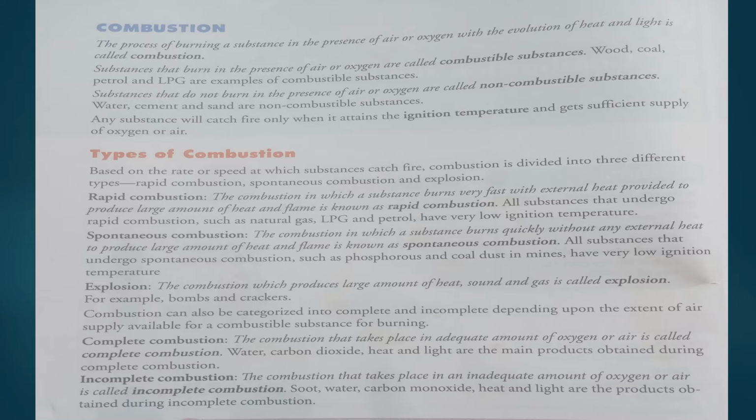Substances that burn in the presence of oxygen are called combustible substances. Wool, petrol, and LPG are examples of combustible substances. And substances that do not burn in the presence of oxygen are called non-combustible substances. For example, cement, sand, etc. are non-combustible substances.